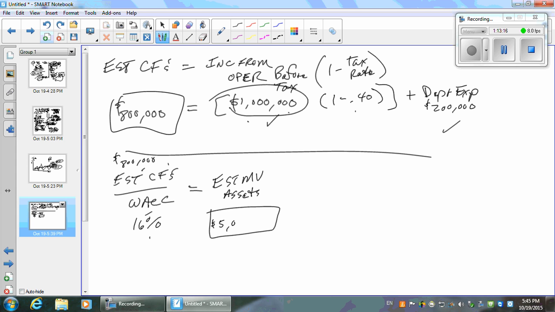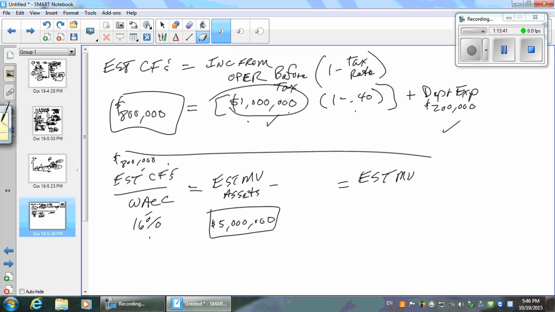Five million even? We hereby decree the assets are worth $5 million. If they are generating you 800,000 a year and you're earning 16%, that's true, isn't it? What do you want to subtract from that so that I get the estimated market value of the equity? Guess what you subtract from assets to get equity?